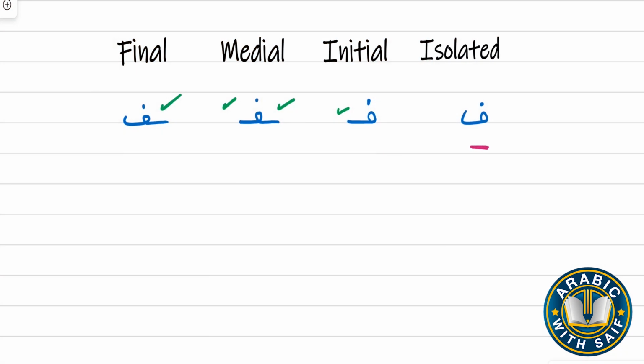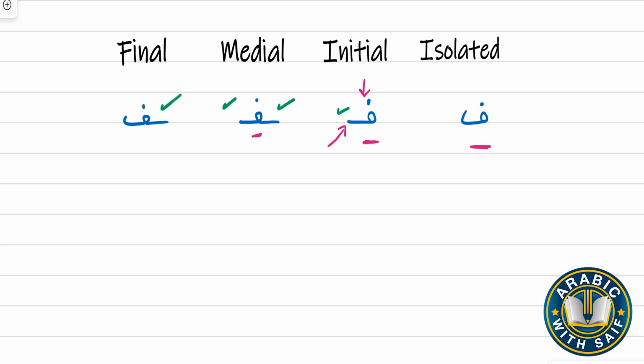This is the isolated form of Fa as we studied in level 1. This is how the letter looks like if it's by itself in the word. When you write Fa in the beginning of a word, start with the shape of Fa as it is, but don't curve it because it needs to be connected to another letter after. Then add the dot on top of the letter just right here.